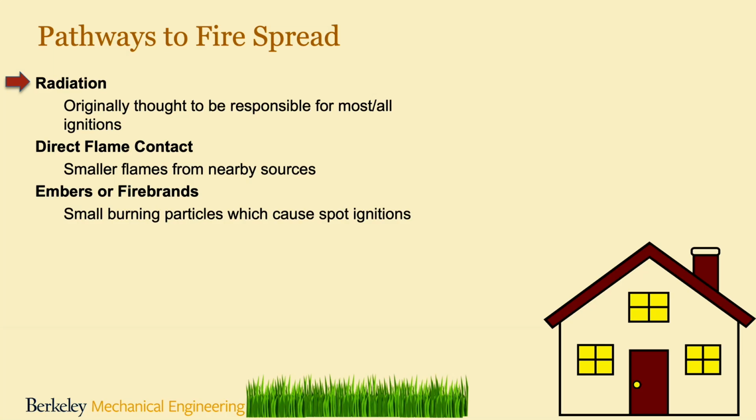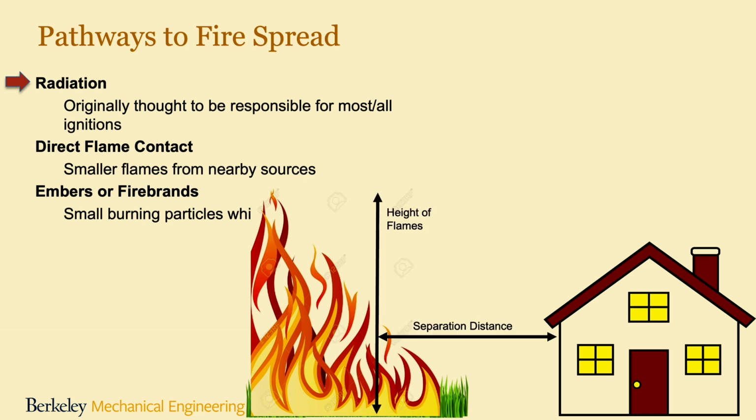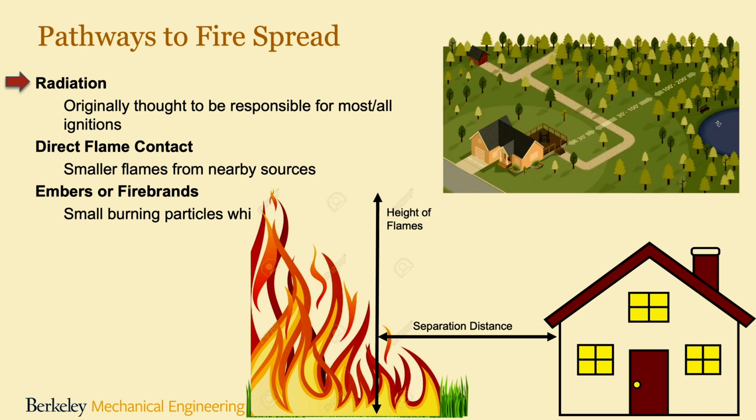So let's talk first, how do fires actually get from a wildfire, move into a community, and then within that community, spread within there? And there's 3 ways we've broken this down. The first of which is radiation. And this is what everyone thought is important in fires. You have a big fire, it radiates the house, and depending on the distance, it can ignite it.